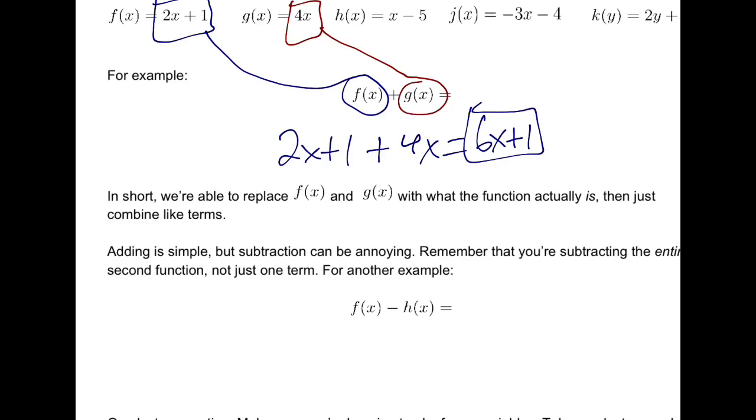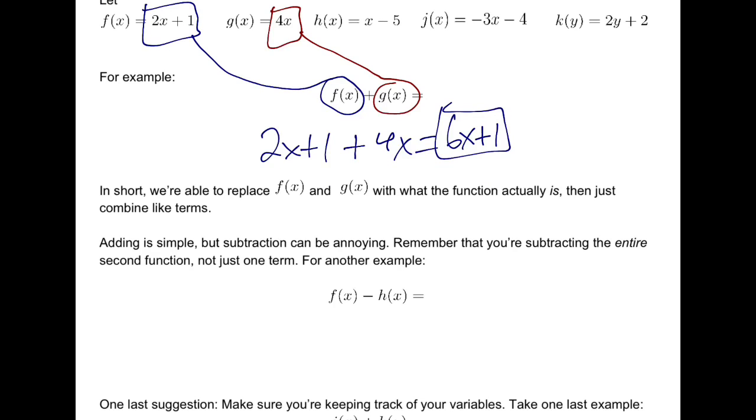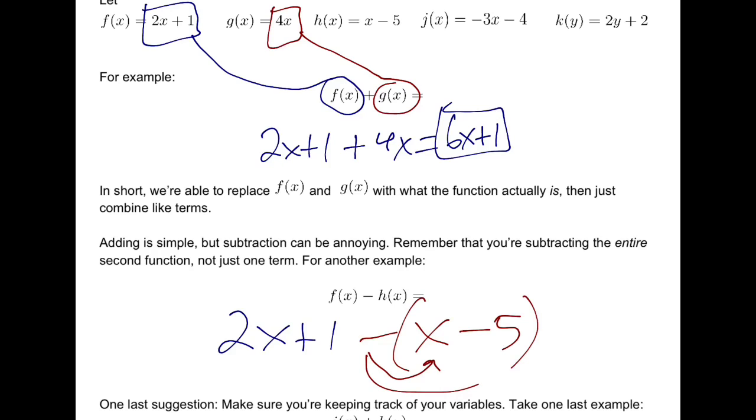Adding is simple, but subtraction can be annoying. Remember that you're subtracting the entire second function, not just one term. For another example, f of x minus h of x. So we have 2x plus 1 for f, and we're subtracting x minus 5 for h. So I'm going to put those parentheses there, because that reminds us we have to distribute the negative.